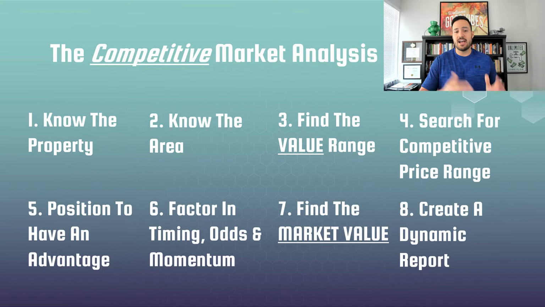Now we're going to factor in timing, odds, and market momentum to understand whether we have a ton of buyers about to come to the market, or we're fighting for those last couple of buyers right now because we're about to hit the slow season in our neighborhood. Then we're going to find the market value after bringing all those together to find that sweet spot of position where we're going to sell for the most value with the least amount of headaches. Then put all this together in one dynamic report so that your customers can see it, follow this thought process with you, and arrive at the price together with you, versus you having to just preach to the choir.